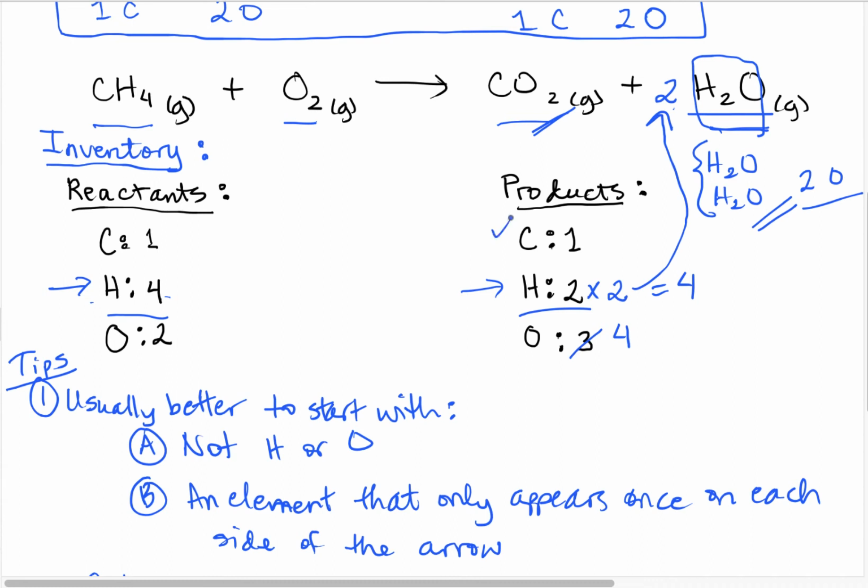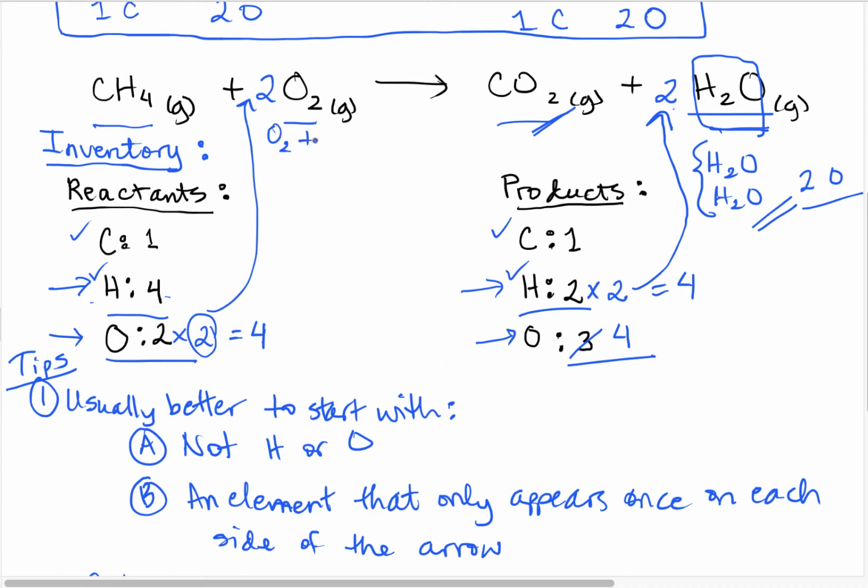Now I have the same number of carbons. I have the same number of hydrogens, but I need to look at my oxygens. So my oxygens, I now have 4 on the right-hand side and 2 on the left-hand side. I know what to do. I can take the smaller number and I can get to this multiple. 2 times 2 is 4. And when I take this 2, it means that I'm putting a 2 in front of this oxygen molecule so that the whole oxygen molecule is multiplied by 2. I really have 2 O2s now. So I have a total of 4 oxygens. Now my carbons balance, my hydrogens balance, and my oxygens balance. And I'm all set with having balanced this equation.